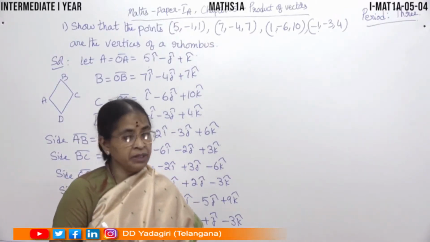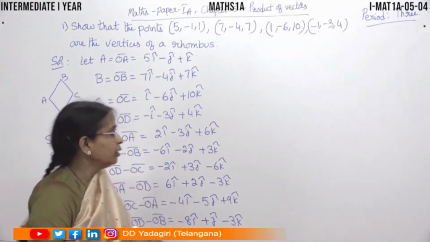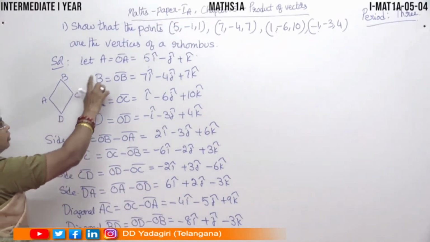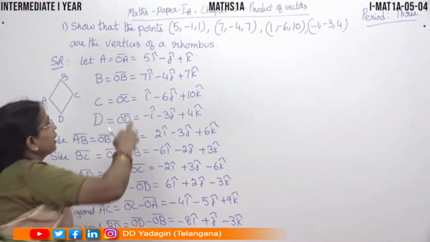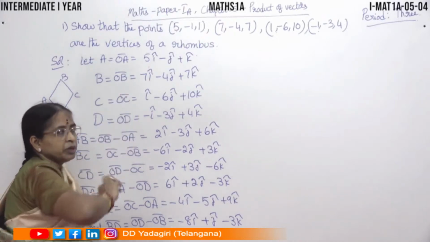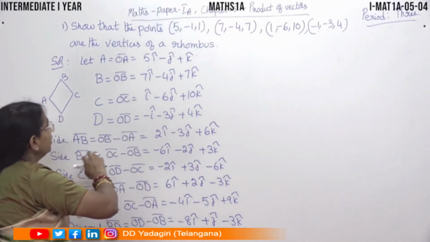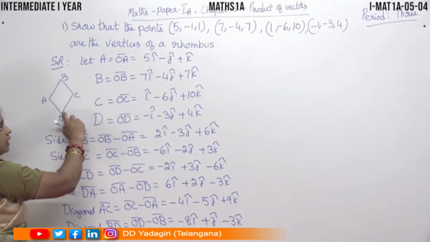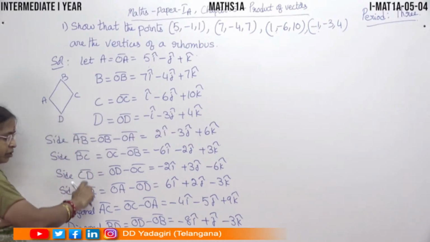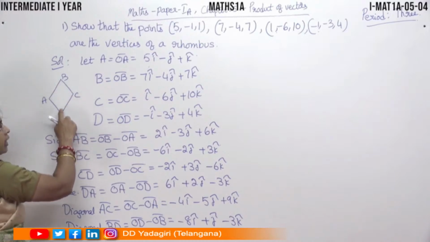Four points are given A, B, C, D. You must show that they are the vertices of a rhombus ABCD. So, first always we take the points as A, B, C, D. A is OA bar, B is OB bar, C is OC bar, D is OD bar. Like this we'll take. Now you find the sides, AB, BC, CD and DA. Find out all the four sides. Then you find the diagonal AC and also the diagonal BD.